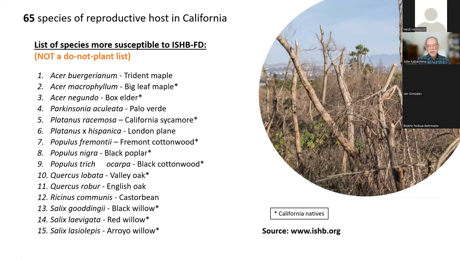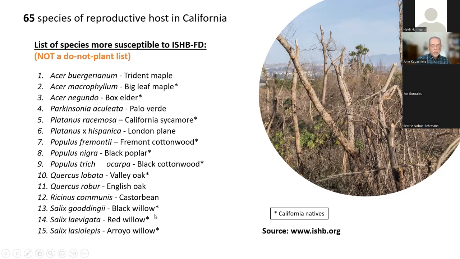So here's part of the reproductive host list. We have 65 species currently on the host list. But these are the ones that seem to be more susceptible. And one thing we need to really emphasize here is that this is not a do not plant list. So if you have the beetles under control and the fungus, you can potentially replant with some of these under those circumstances once it's under control. But you can see there are some very important, anything with a star is a native plant.